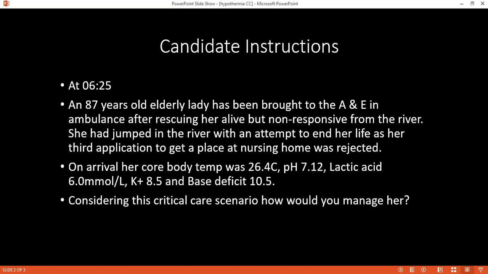Okay, can you please tell me, when a patient suffers from hypothermia, how do you expect the ABGs to be? If you do the arterial blood gas, metabolic acidosis. Yes, hyperkalemia. So how would you take care of that? Metabolic acidosis.